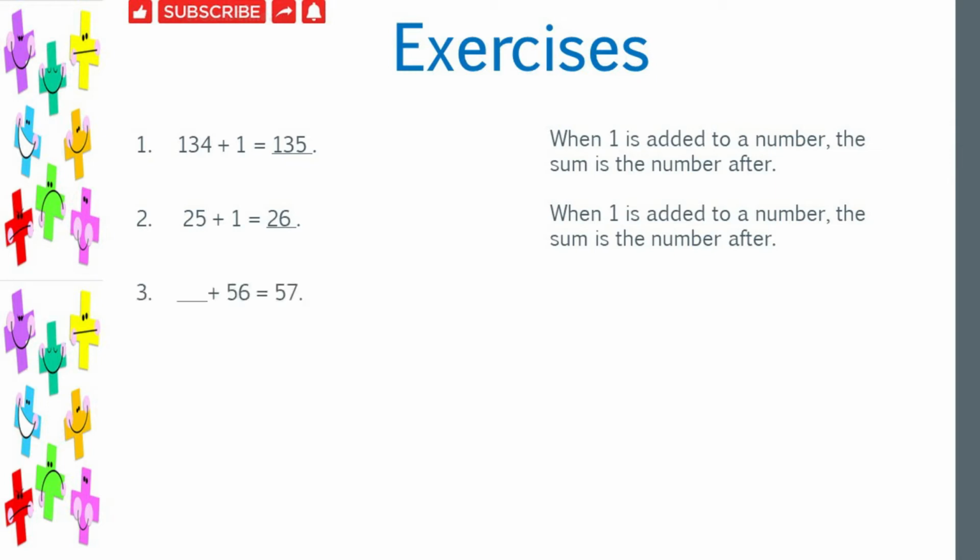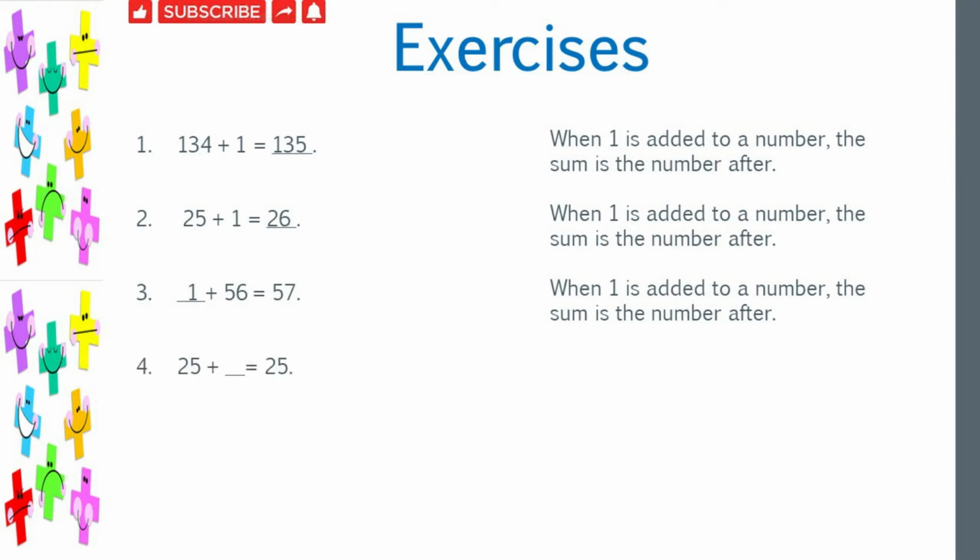Dash plus 56 equal to 57. The answer is 1 because 57 is the successor of 56. Next, 25 plus dash equal to 25. The answer is 0 because when 0 is added to a number, the sum is the number itself.